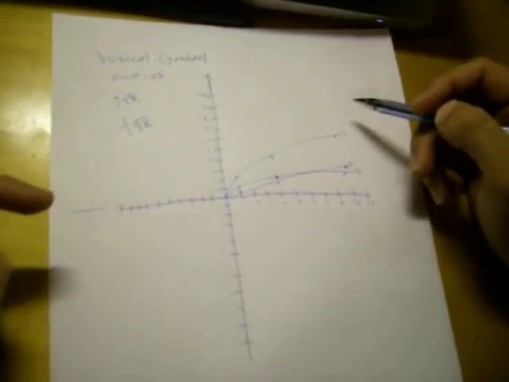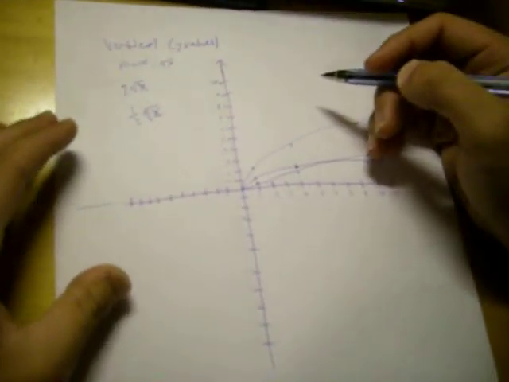As you can see, my graph was kind of crooked, but when you stretch and shrink vertically, it's the total opposite of horizontally. Basically, that's all you have to do.